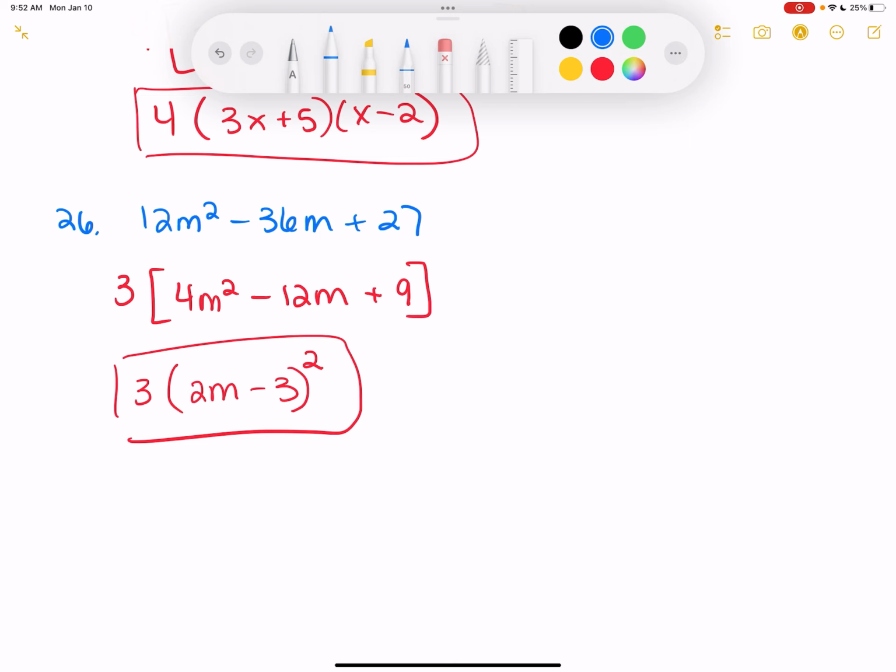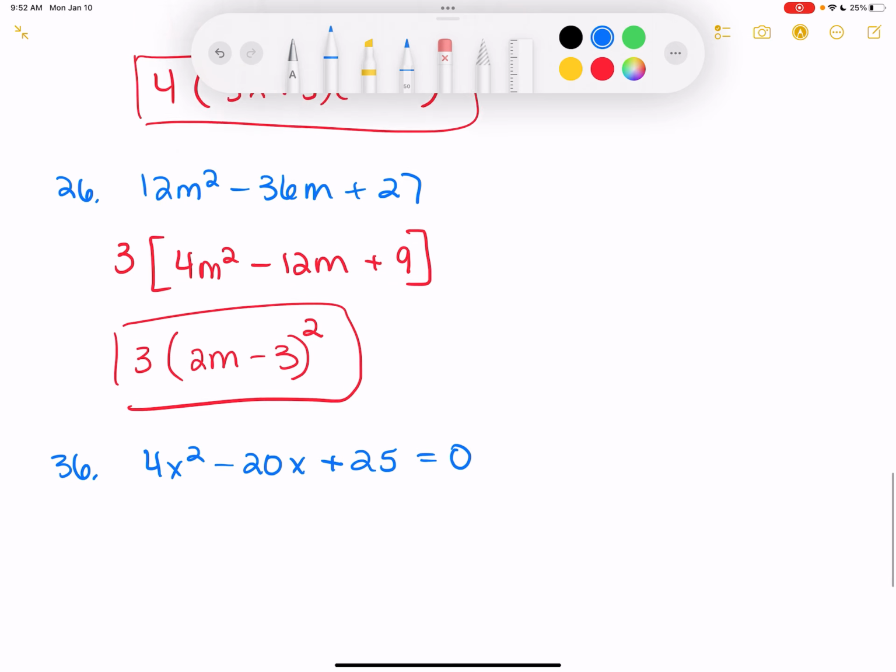All right, so the last thing, you might remember we did a little bit with this in the last section, but actually solving the equation. All it is is factoring, setting it equal to 0, and solving for whatever the variable is. So I'm just going to do one of those. 4x squared minus 20x plus 25 equal to 0. It's a perfect square trinomial.